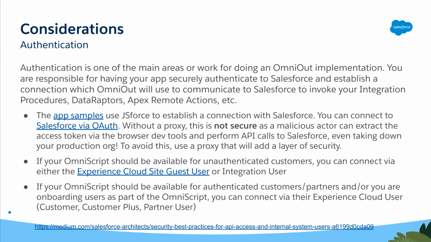If your OmniScript needs to run in unauthenticated types of journeys, you can either set up the guest user for that or run in integration user mode. That would depend on what objects you need to access and what limitations the guest user enforces against the journey that you want to have.